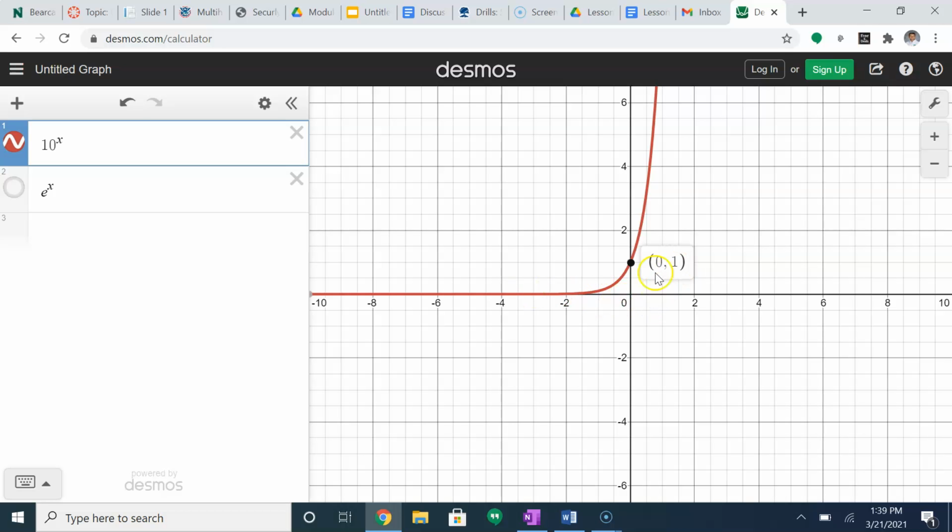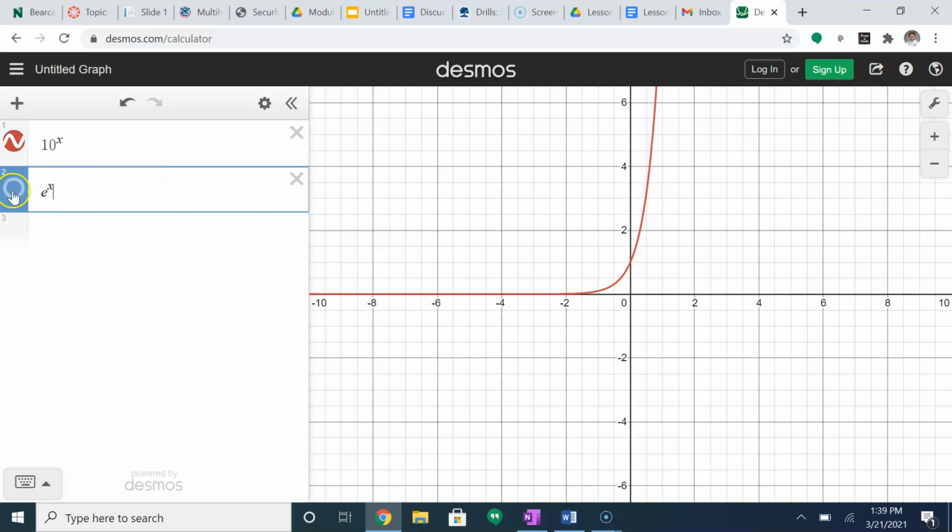But this one is increasing at a much faster rate than the one that had a base of 2. So the way to think about it is the last one you're multiplying by 2, this one you're multiplying by 10. So it's going to increase faster. Or if you go to the left, it's going to decrease faster, but it's never going to hit 0.